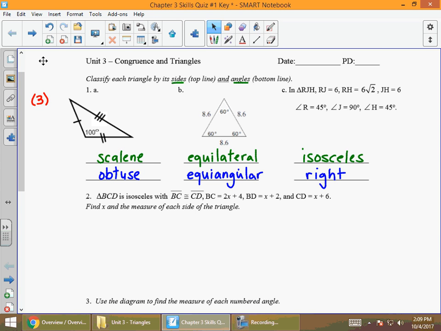So, naming those, 1A should have been scalene and obtuse. 1B should have been equilateral and equiangular. And letter C should have been isosceles and right. For any of you that are wondering if all equilateral triangles are equiangular, the answer is yes, they are. If it is one, it is automatically going to be the other one.